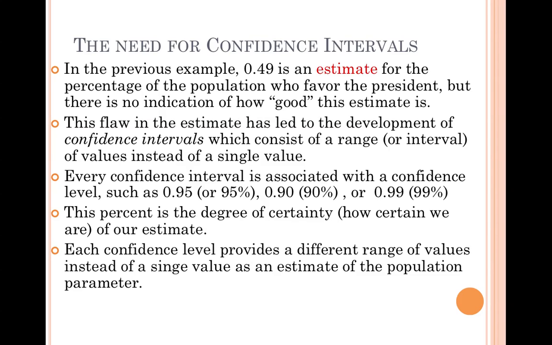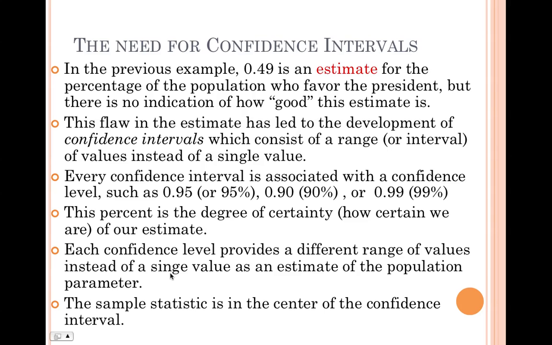Each confidence level provides a different range of values, so instead of just 0.49, we have 0.46 to 0.52. A different range of values instead of a single value as an estimate of the population parameter. The sample statistic, the 0.49 for example, is the center of the confidence interval. So this is just a brief overview of what a confidence interval is, and when we create one, it's going to seem more obvious what these numbers mean.